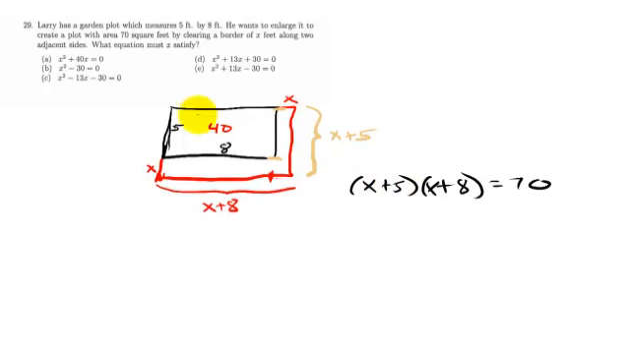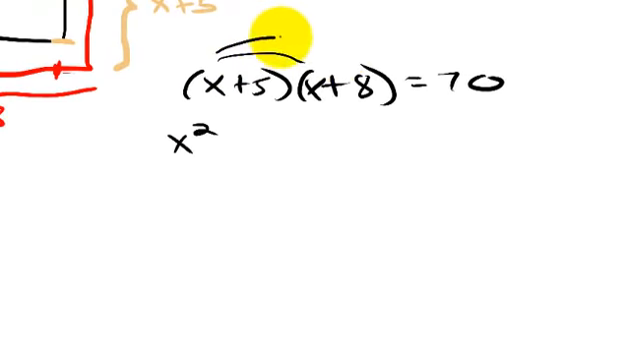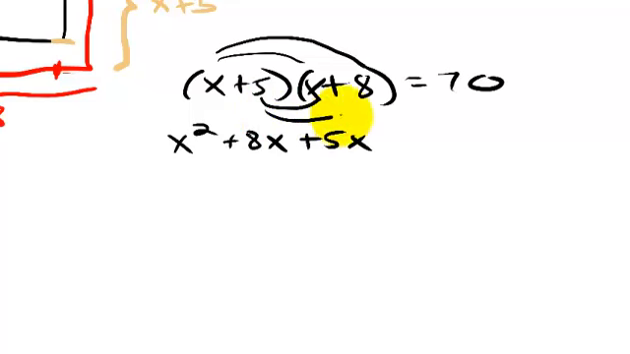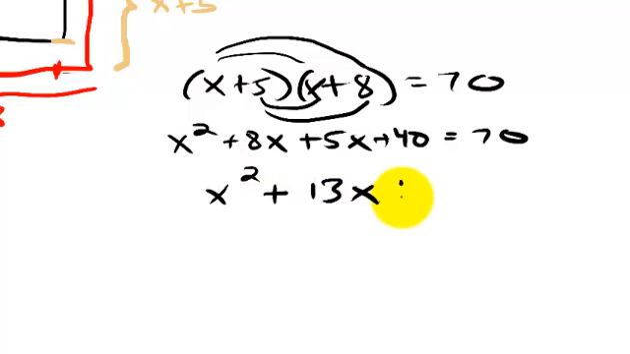So what we're going to do is notice that all of these are set equal to 0. So I'm going to FOIL this. So x squared, 8 times x, and 5x, and 40. That has to equal 70. So it's x squared plus 13x plus 40.